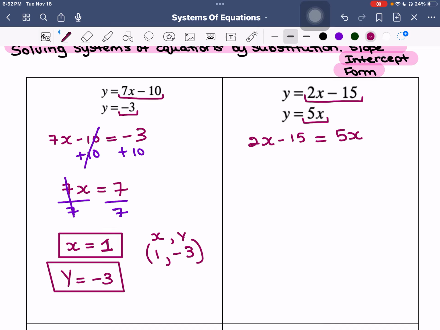We have only x's in this equation, so we're going to solve for x using inverse operations. I want to move all the x's to one side. So I'll start by subtracting this 2x. This will cancel out. 2x minus 2x cancels out. And we're left with negative 15 is equal to 3x, because 5x minus 2x is 3x. The last step here to get the x completely by itself is to divide both sides by 3.